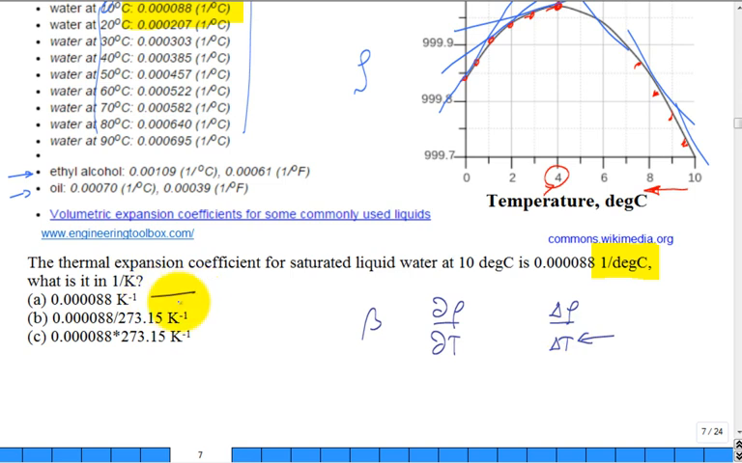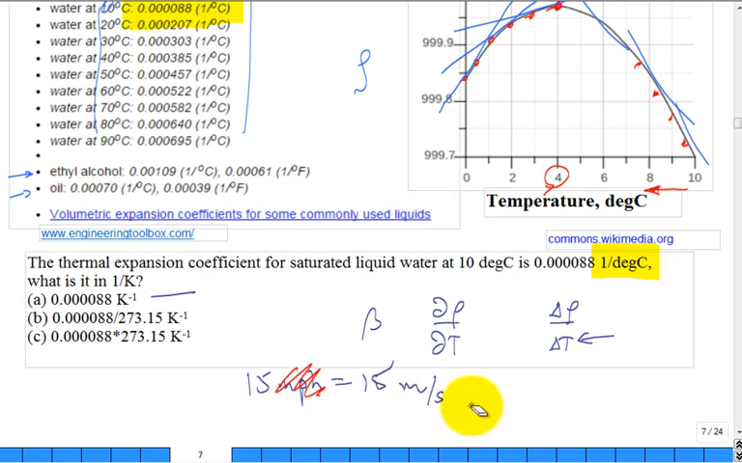Somebody says, that works so good. Next time I have a problem where the velocity is 15 miles per hour and I need it in meters per second, I'm just going to say 15 and forget the units. Don't do it. This is just one of those special cases where you can be really, really ignorant and still get the right answer. All right? So there you go.